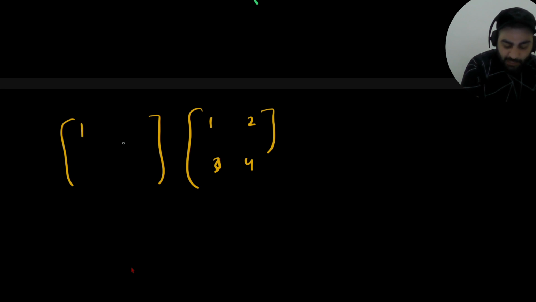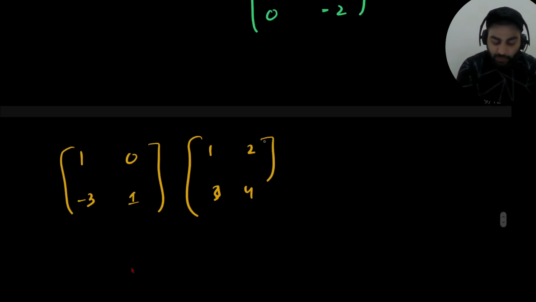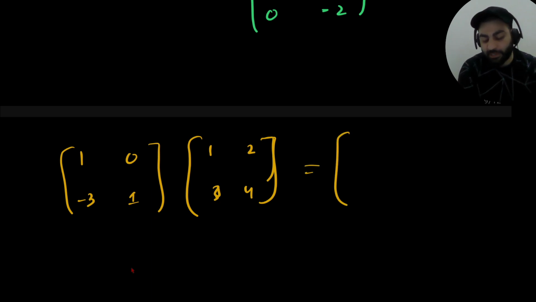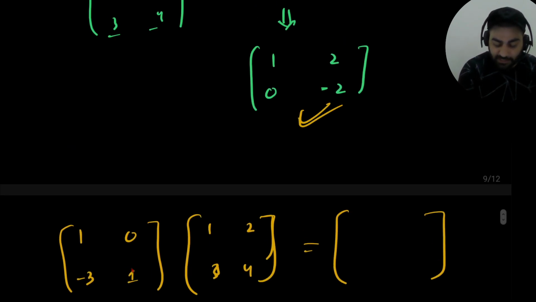So how to get this elementary matrix? 1 2 3 and 4. I said for the first row I have to do nothing, so I put 1 0. For the second row I have to multiply it with minus 3 and then add it to the second row. So let's now perform this computation in the matrix form and see whether we'll get this same result.